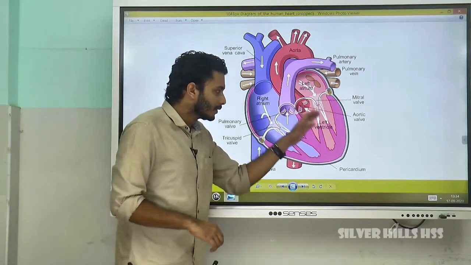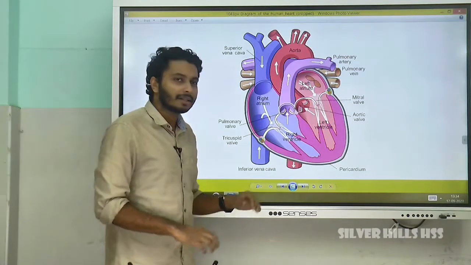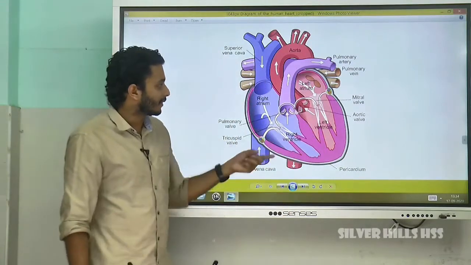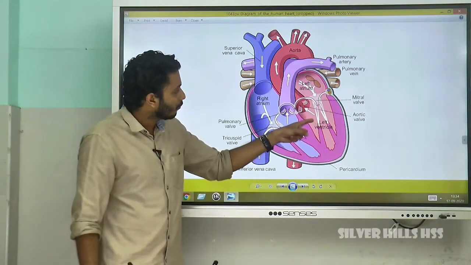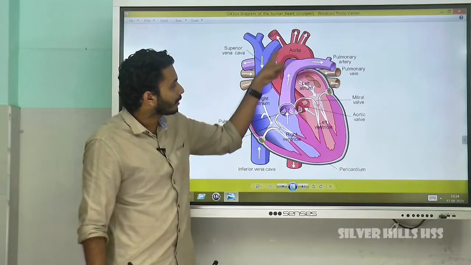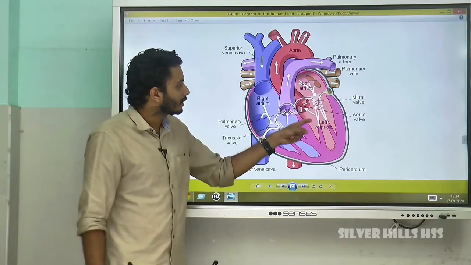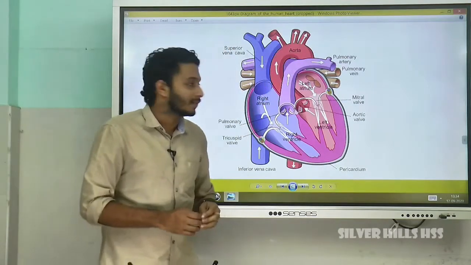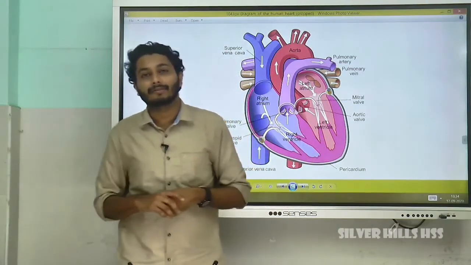Whenever this oxygenated blood reaches the left ventricle, it also compresses. As a result, the oxygenated blood moves through the aorta. Aorta is the largest artery. Through the aorta, this oxygenated blood is supplied to various parts of the body.